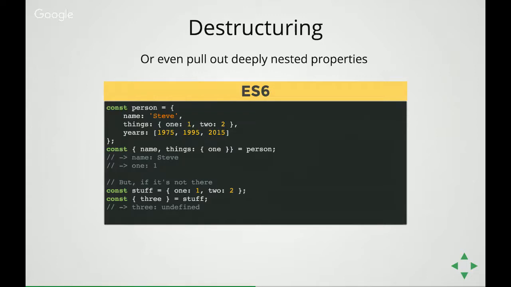Now, if you're trying to destructure something and pull it out and it doesn't exist, you're just going to get undefined. So in the bottom one, we have an object with a 1 and a 2 property, but no 3, and then we're trying to destructure the 3 property out of it. We get 3 declared in our local scope, but the value is just undefined because it didn't exist in the right-hand side of that assignment statement for the destructuring.